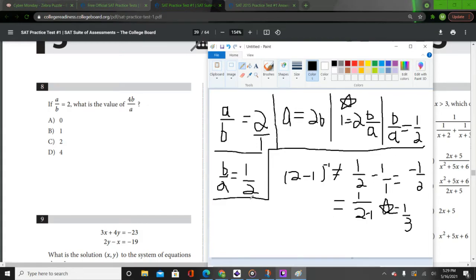Right, so we have b over a is equal to 1/2. So 4 times b over a would be equal to 4 times 1/2, which is equal to 2. And again, we can just multiply this by 2 on both sides to get 4 times b over a is equal to 2. So the answer for 8 is in fact C. So yeah, do take caution.